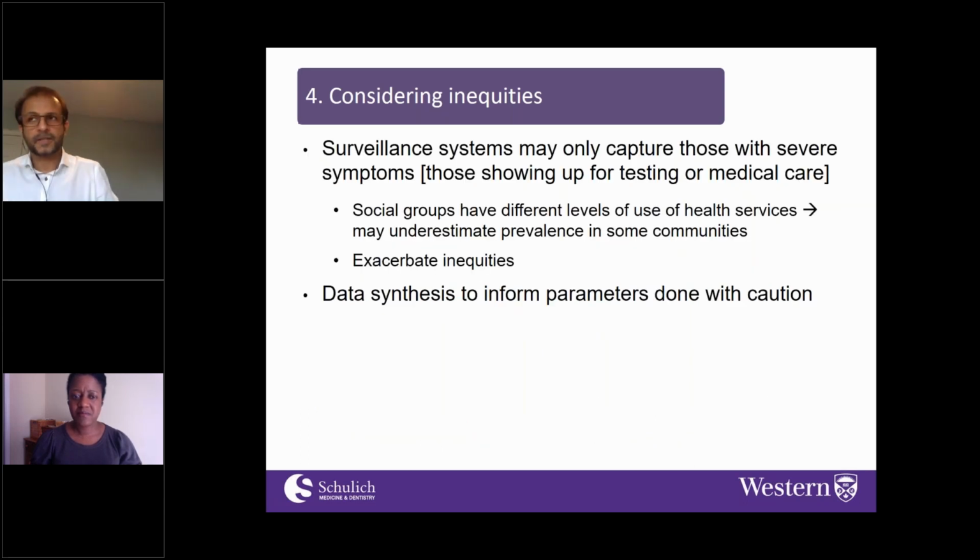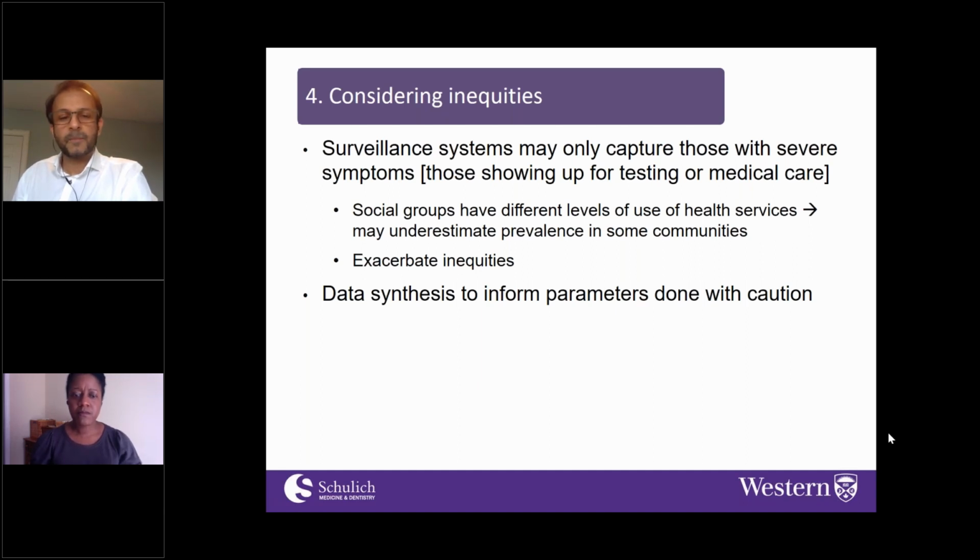So one of the other things to consider when we're thinking about inequities, one guideline clearly mentioned that surveillance systems may only capture the severe cases. So we're only capturing individuals who show up at the testing center or seek medical care. So we know that prevalence is typically underestimated, and case fatality rate is often overestimated, because this is based on individuals that we see. And this has been discussed a lot in the scientific literature in the last few months.